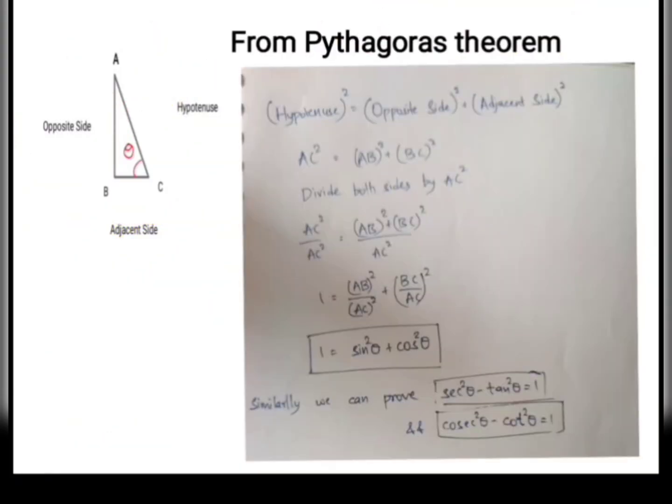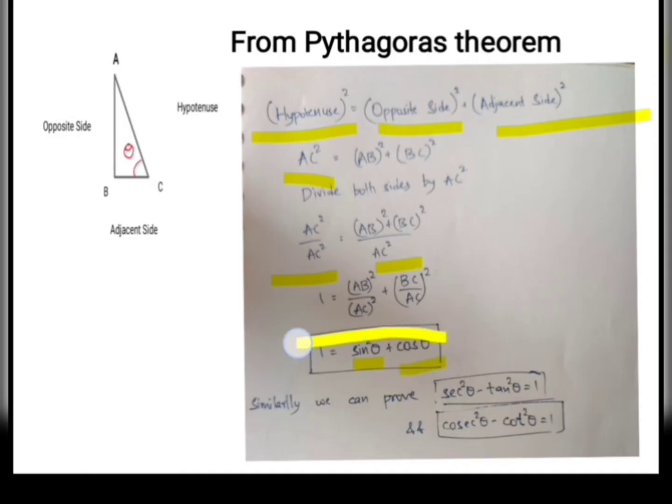I have written it for you so that if you want steps, you can note them down. Mention from Pythagoras theorem, hypotenuse square is opposite square plus adjacent square. I have mentioned the hypotenuse AC and AB, and I have divided with AC whole square, and AB by AC will become sin theta, BC by AC will become cos theta.